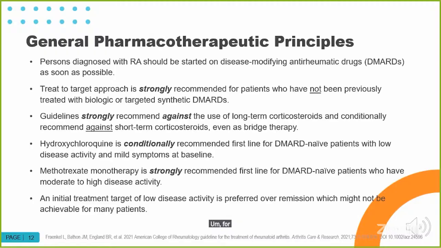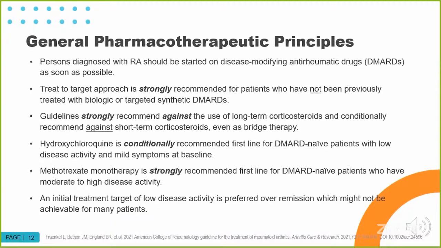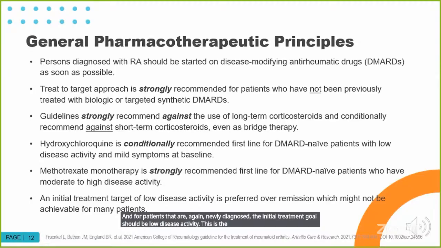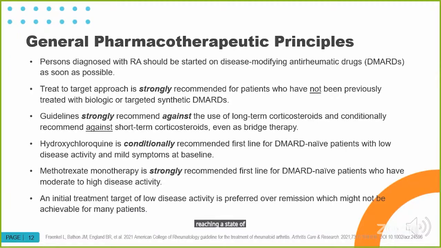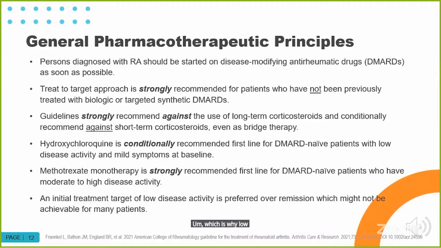For patients who present with moderate to high disease activity at baseline, hydroxychloroquine is not as effective, which is why methotrexate monotherapy is recommended as the first-line option in those patients. And for patients that are, again, newly diagnosed, the initial treatment goal should be low disease activity. This is the preferred target over remission. Because as I mentioned earlier, reaching a state of remission might not be a reasonable target for most patients, especially when they're first starting off on DMARDs, which is why low disease activity should be the initial target.